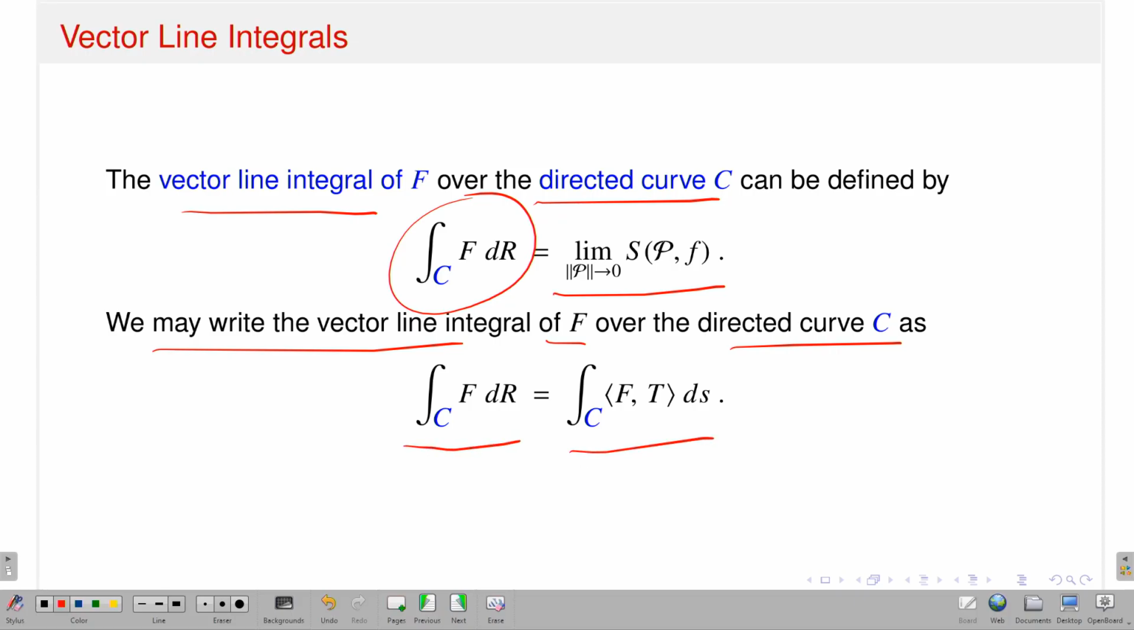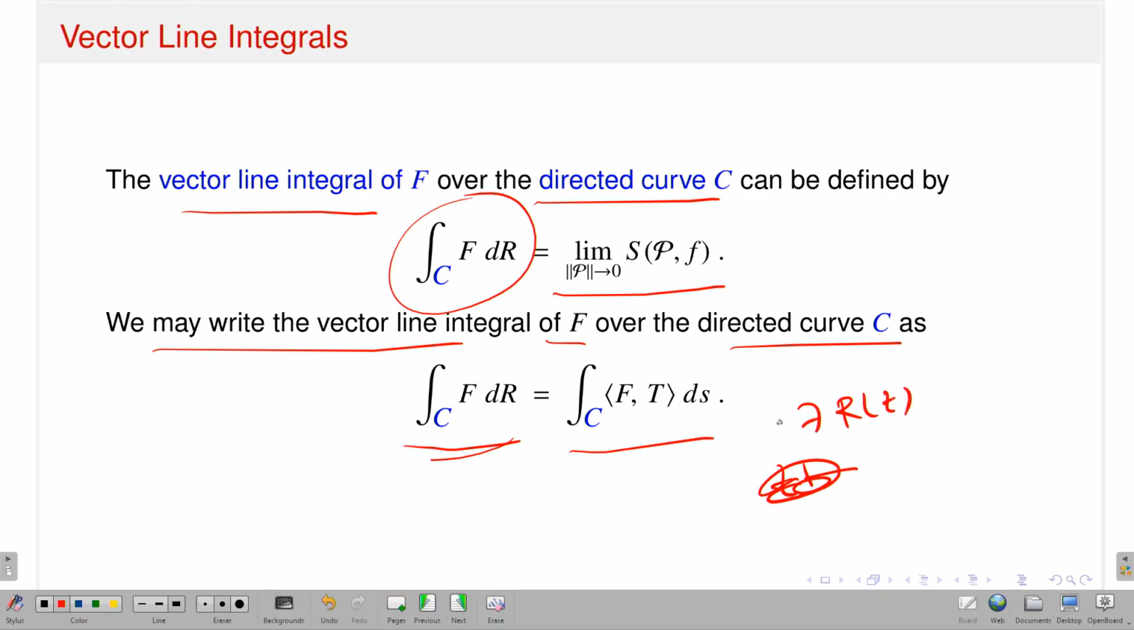Now, look at the right hand side. The left hand side is the vector line integral of capital F over C, right? And what is the right hand side? The right hand side is nothing but the scalar line integral. And what is my integrand this time? The integrand this time, the map is actually r(t).